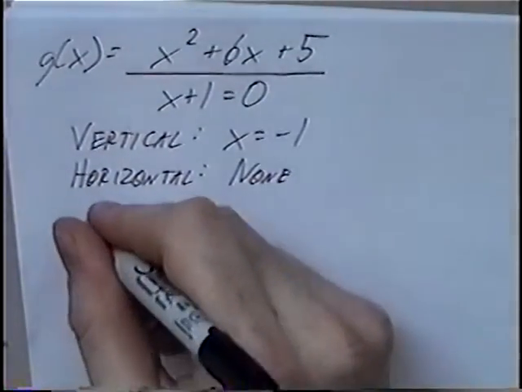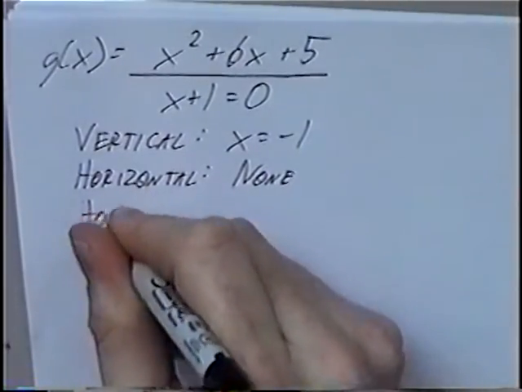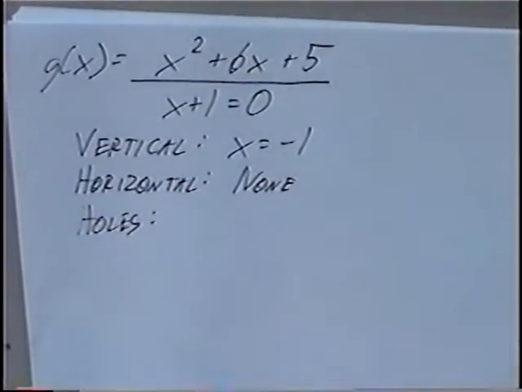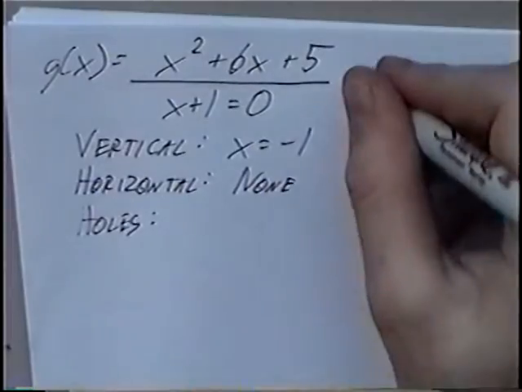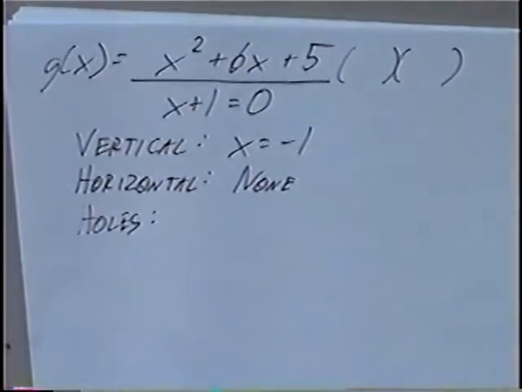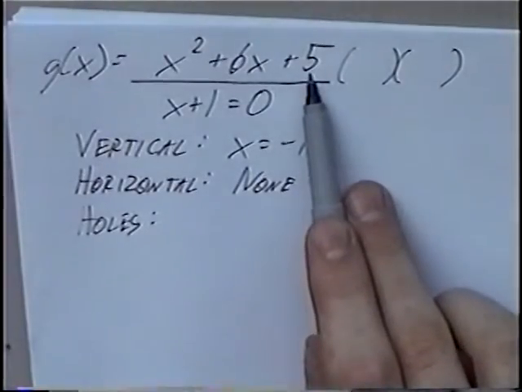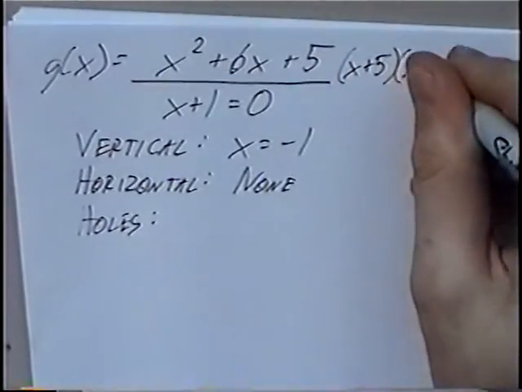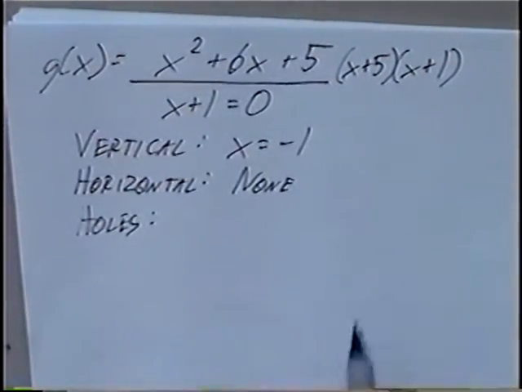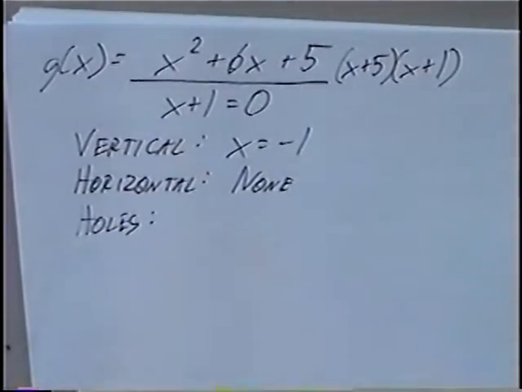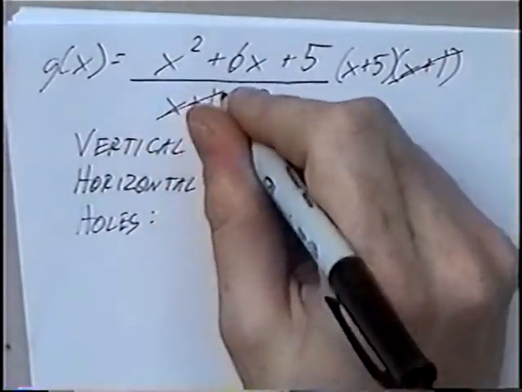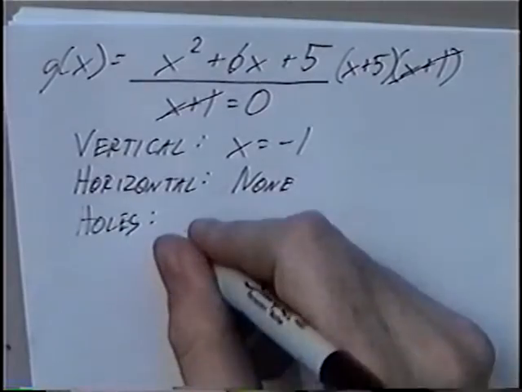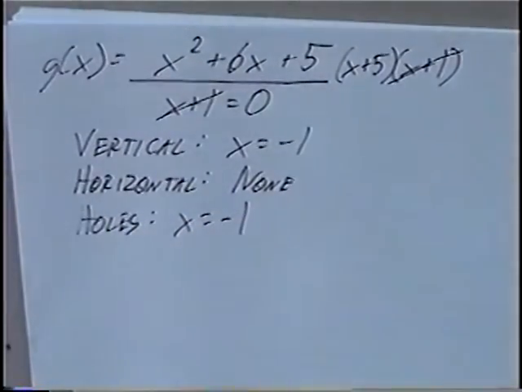And the last part before a graph is to find the holes. Holes again are factors which cancel out in the numerator and denominator. The numerator we can first factor, x squared plus 6x plus 5. We can factor that into 2 sets of parentheses. 2 numbers that multiply to be 5 and add to get 6 would be x plus 5 and x plus 1. Looking at the common factors, we have x plus 1 in the numerator and x plus 1 in the denominator. So these 2 factors would cancel, or give us a hole. Again, setting this equal to 0, x plus 1 equals 0, the hole would be at x equals -1.